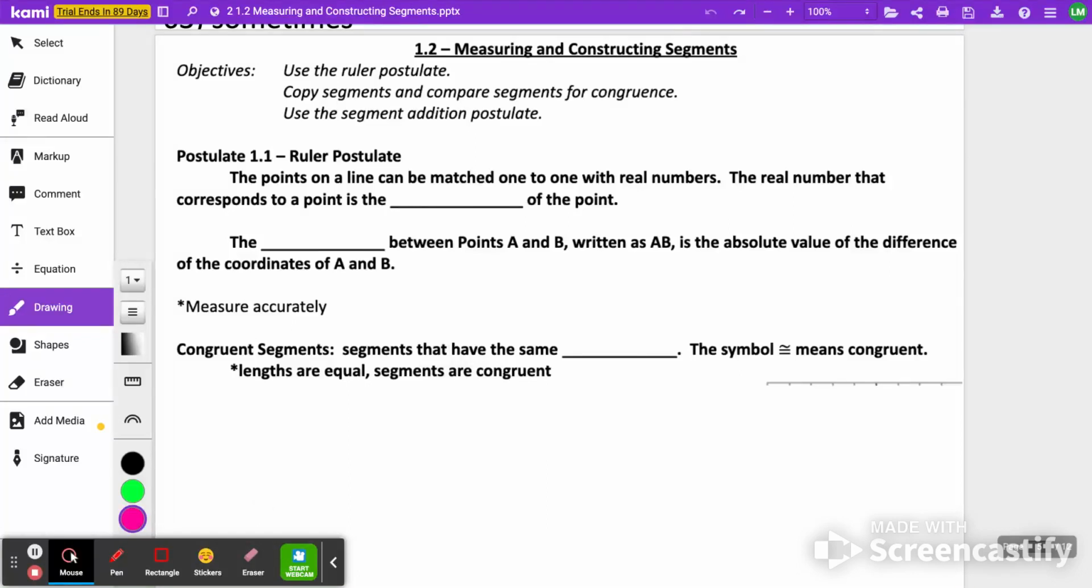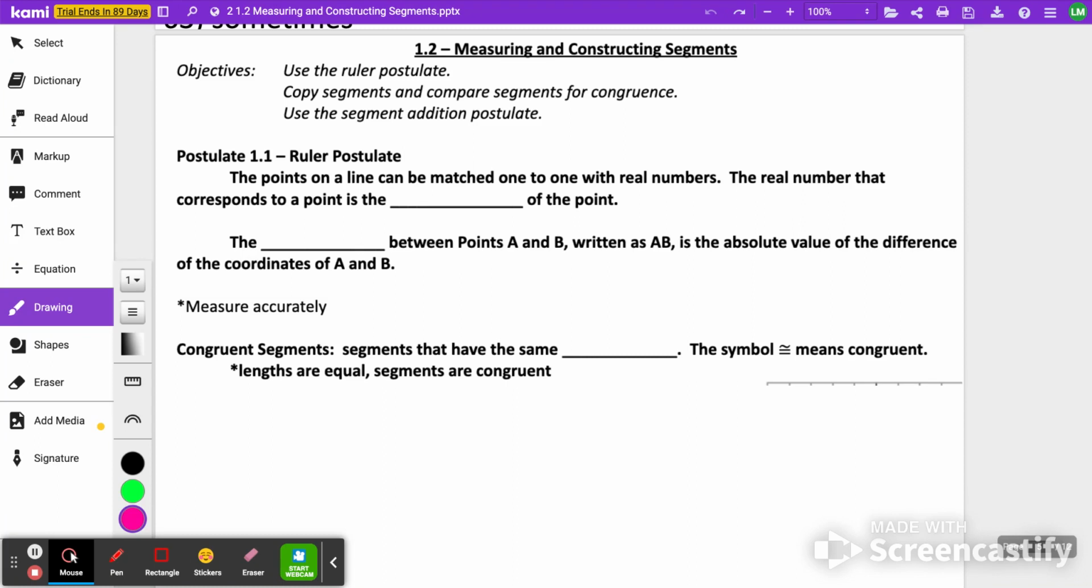Today, our lesson is 1.2, Measuring and Constructing Segments. Today, we're going to use what we call the ruler postulate. We're going to copy segments and compare them for congruence, understand what it means to be congruent, and also use the segment addition postulate.